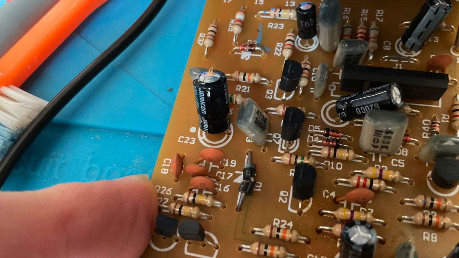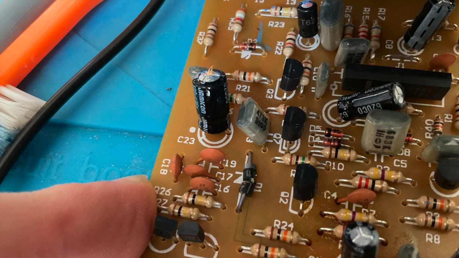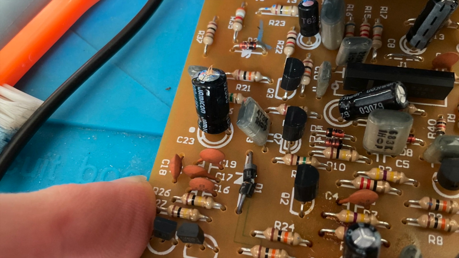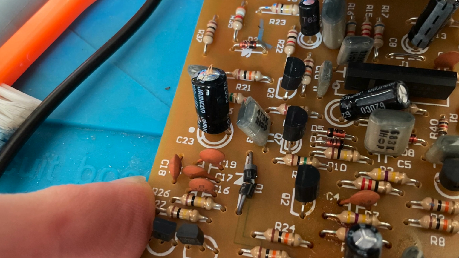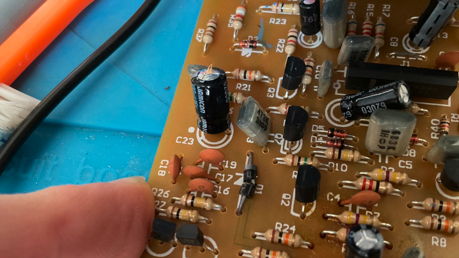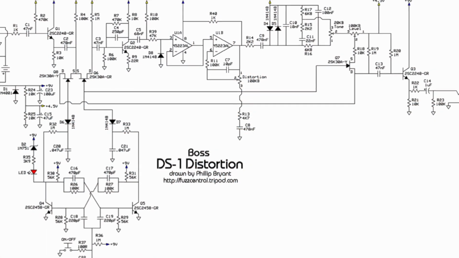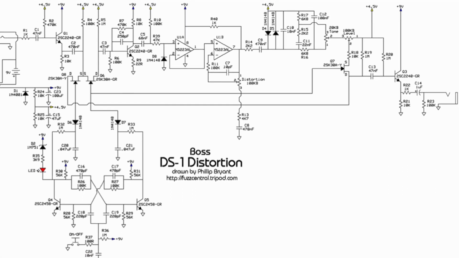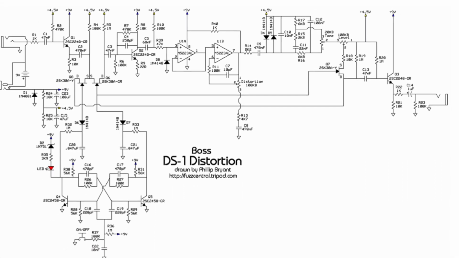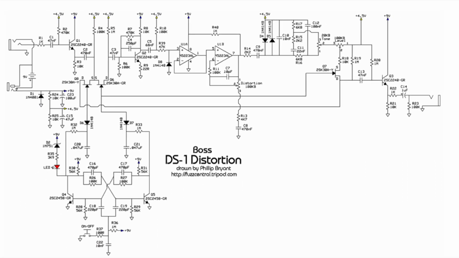So I checked the serial number on the board and it seems like it's an early 2000s DS1. There's been three main iterations of this pedal. It's been around since the 70s, I think. So this is quite a classic effect at this time. I found a schematic online drawn by a guy called Philip Bryant, and it was clear that both of the things that had blown were in the power circuit.